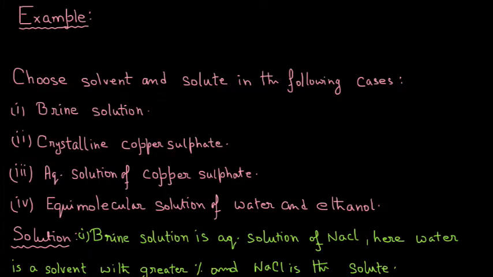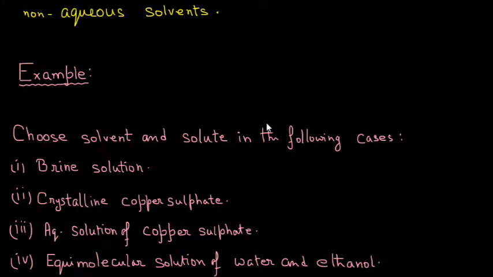Now let us see an example. So let us see an objective question which is important for NEET and any other exam where objective questions are asked. Example: choose solvent and solute in the following cases. First, brine solution. Second, crystalline copper sulphate. Third, aqueous solution of copper sulphate. Fourth, equimolecular solution of water and ethanol.